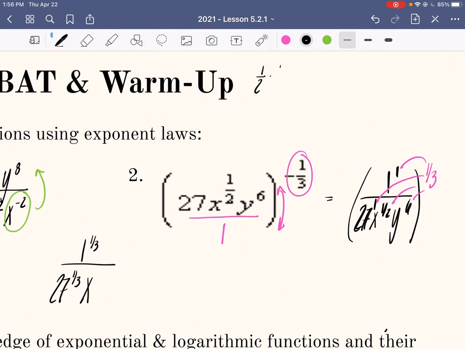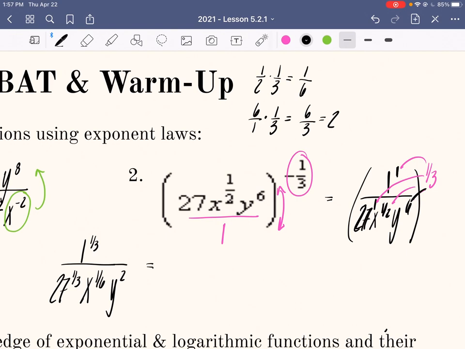So 1/2 times 1/3. I'm just going to do this over here. Multiply numerator times numerator, denominator times denominator, so 1/6. And then 6 times 1/3 right here. That's the same thing as 6 over 1 times 1/3. So multiply straight across, I get 6 over 3, which is 2. So y to the power of 2.